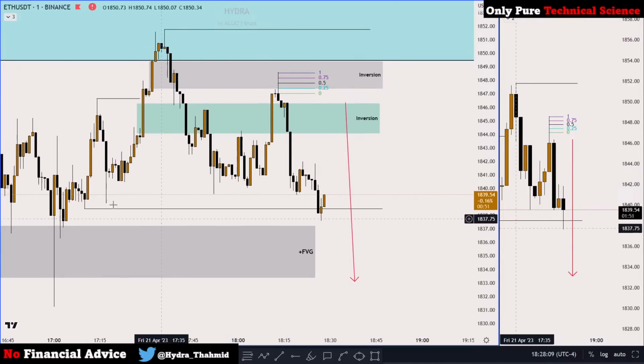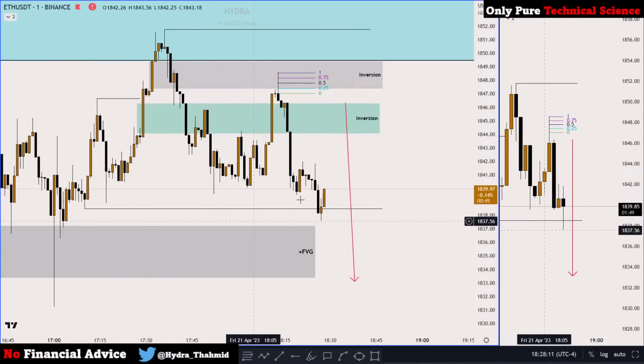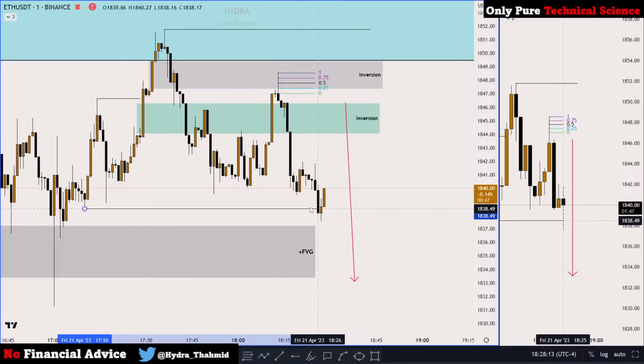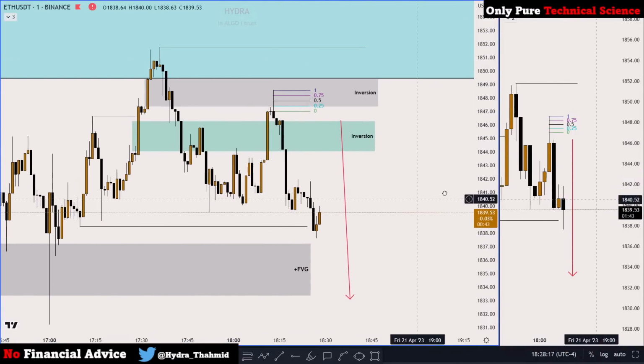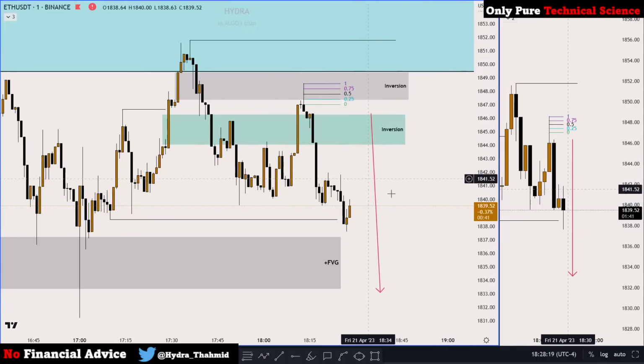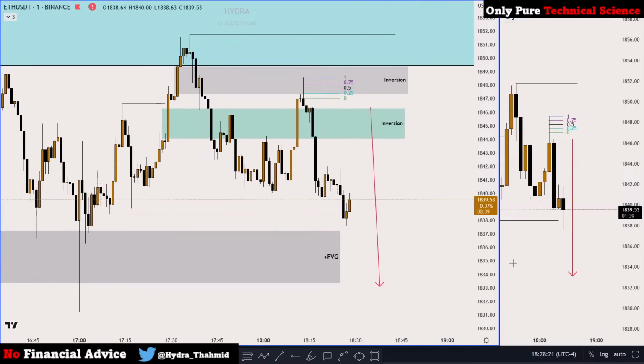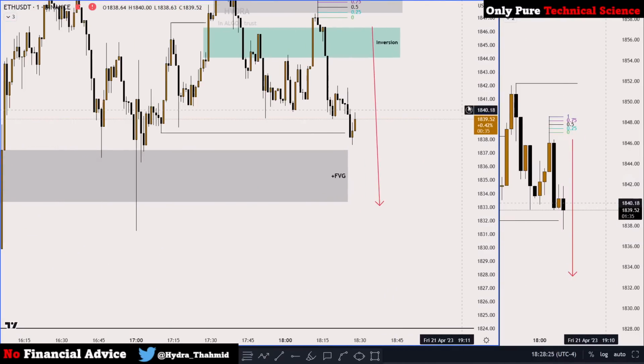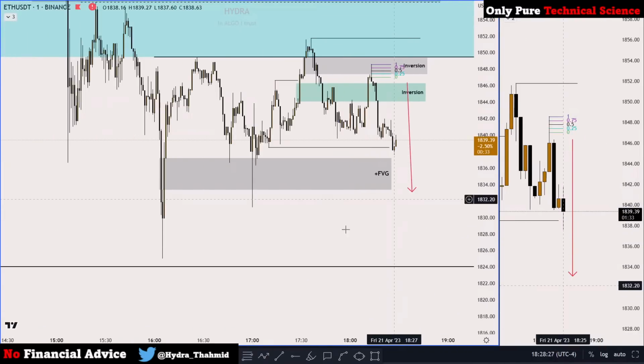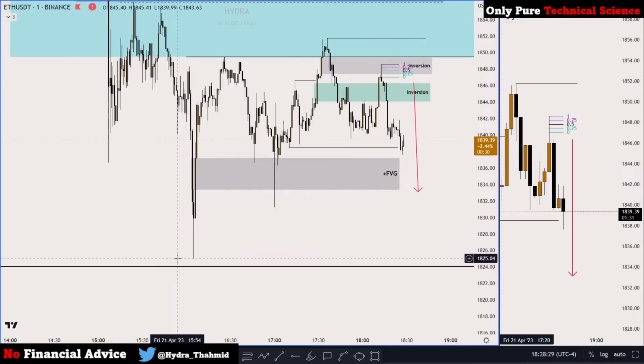So price did deliver towards the sell side liquidity right here, right folks? That's a sell side liquidity and price did deliver it here. I called the move here. So that will be the live stream for today, guys. I will end the live stream here. And just watch how price delivers towards this sell side liquidity, right?